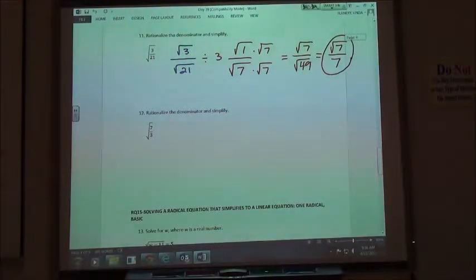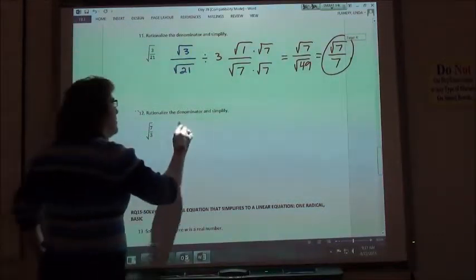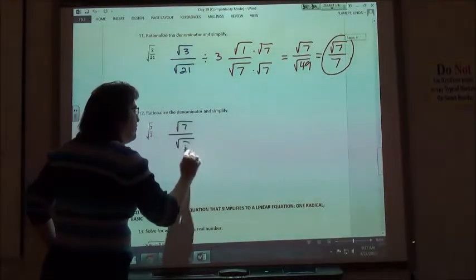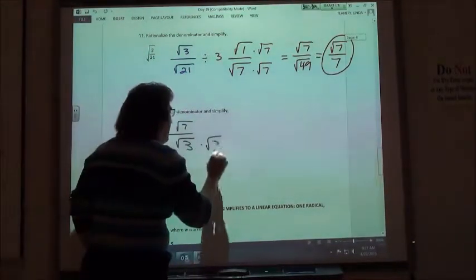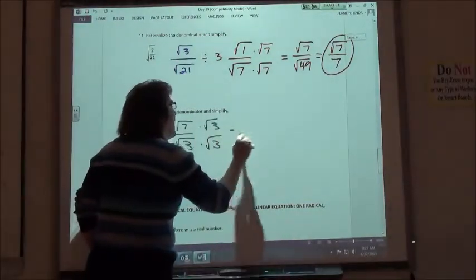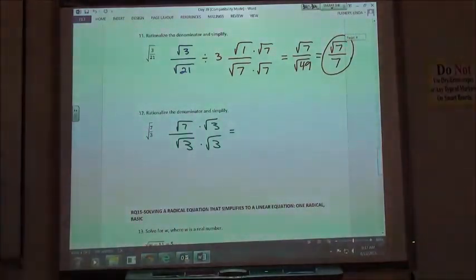So what should I do with that one? Put them both under a square root. Make that the square root of 7 over the square root of 3. And then times by the square root of 3, and times by the square root of 3. I would then have the square root of 21 over the square root of 9.